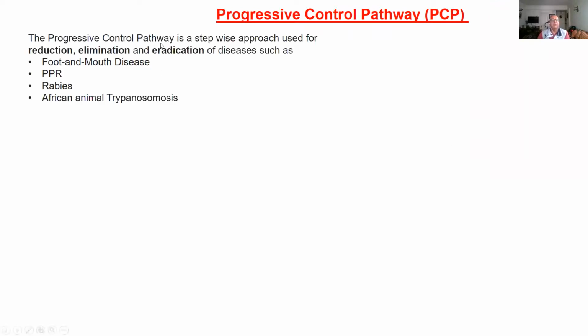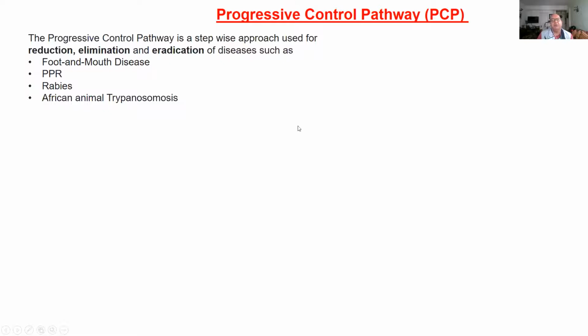This is the progressive control pathway. It is called PCP. The English meaning of progressive, what could it be? Progressive control pathway is a stepwise control, a stepwise approach. See the three terms: reduction, elimination, eradication.